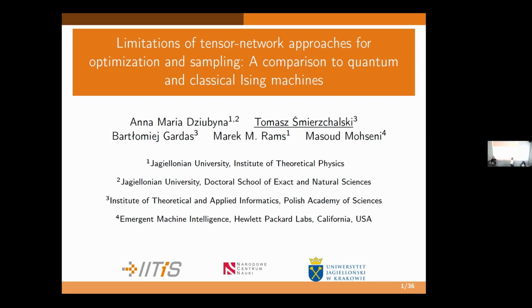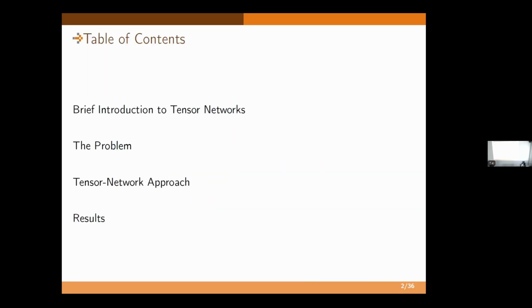Hello, everyone, and thank you for having me here. In the seminar, I will tell you about the limitations of tensor network approaches for optimization and sampling, compared to Ising, classical and quantum Ising machines. So the title is quite a mouthful, and we will go through it step by step. Here is the basic outline of this presentation.